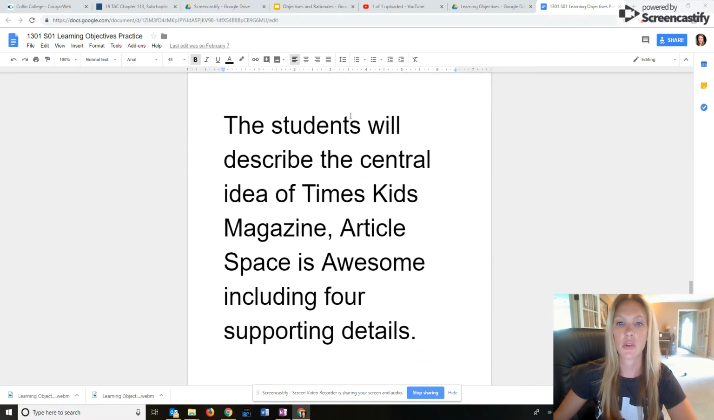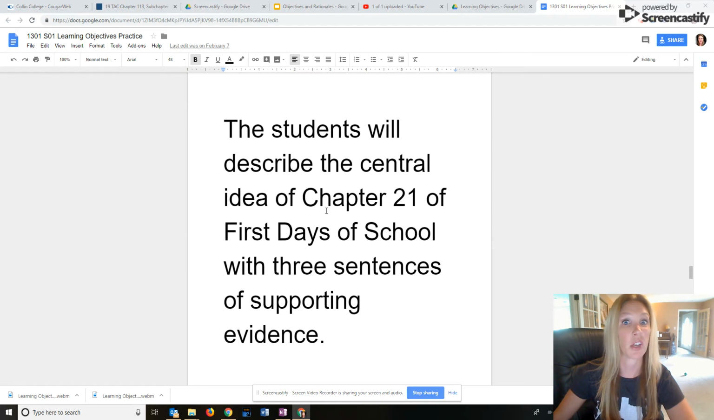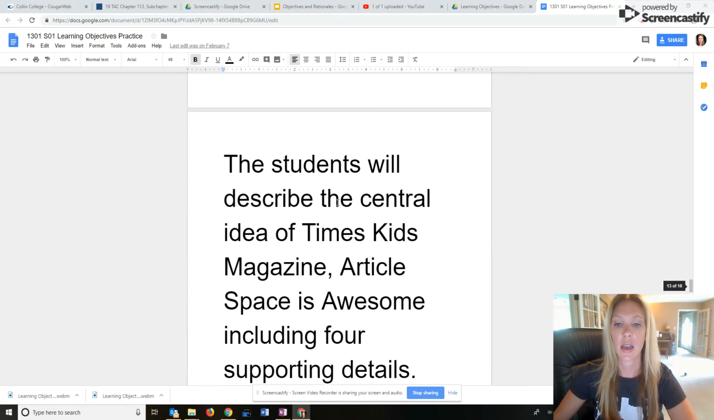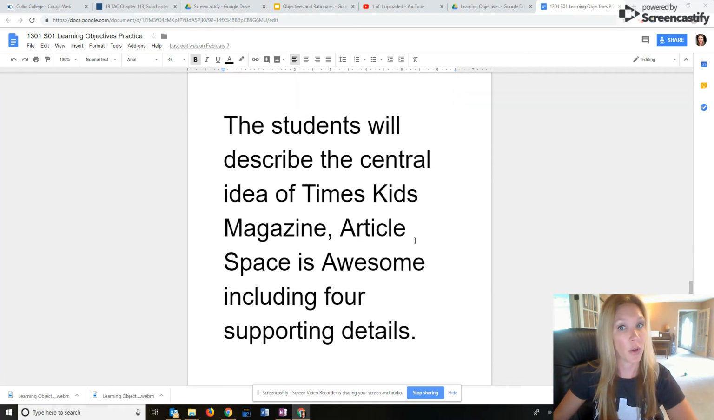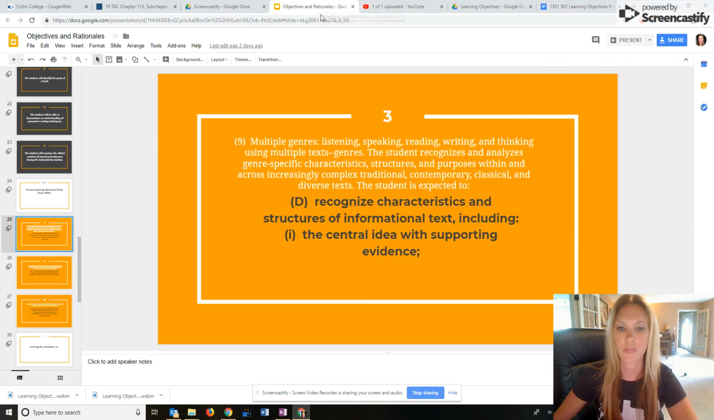Here's another one you could use, because this one is probably not age appropriate for third grade, since this is a book that we use here. A more age-appropriate one would be: the students will describe the central idea of a Time for Kids magazine article, including 4 supporting details. So that would be a good example of how we're taking that TEK and turning it into a learning objective.